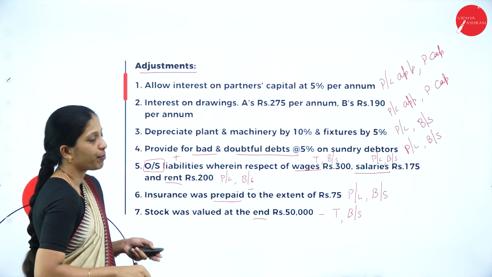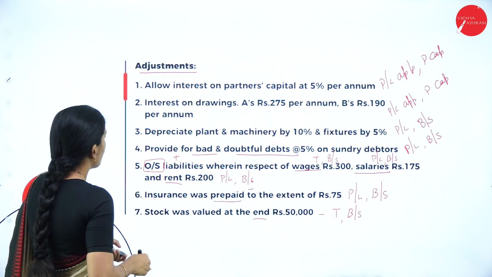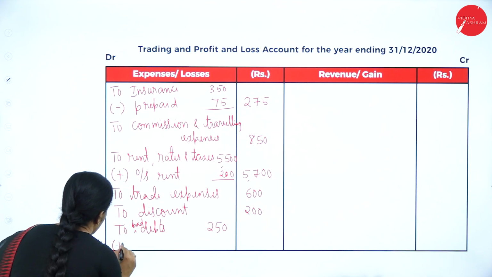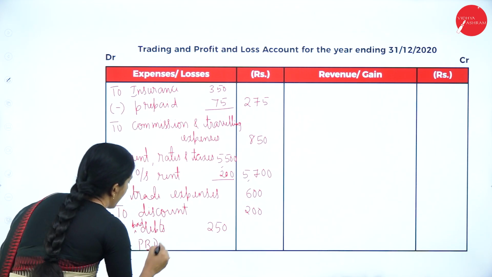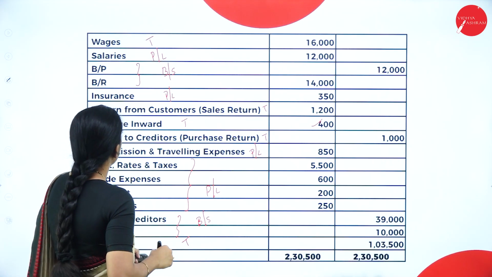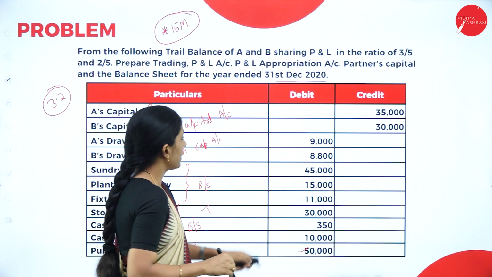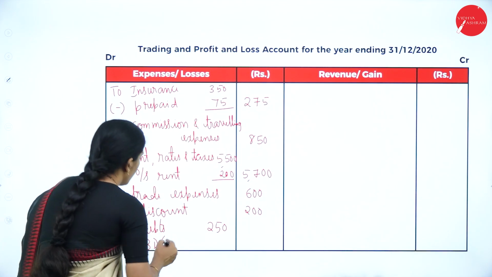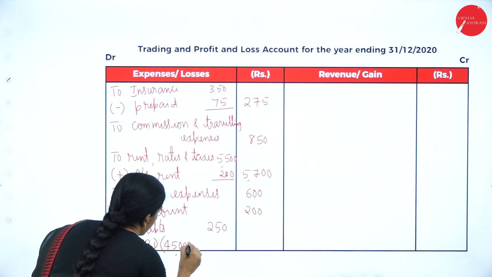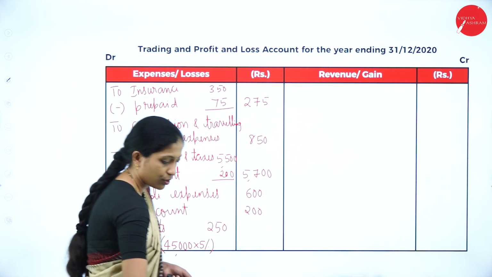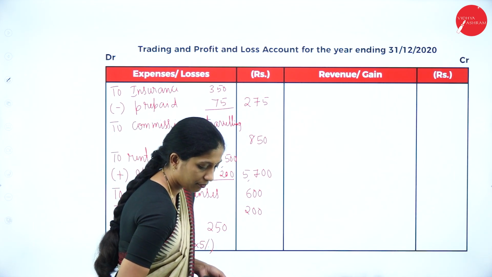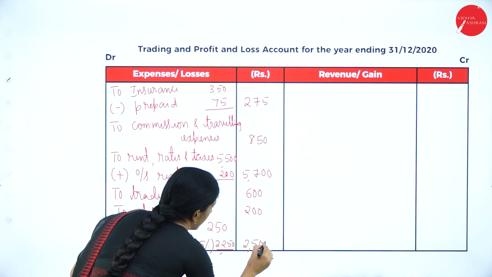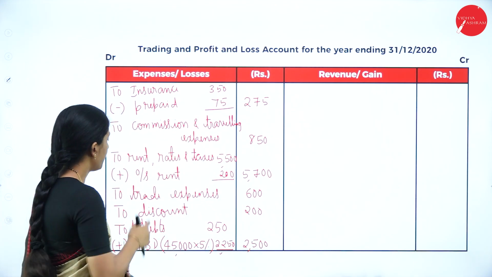So that is PBD, provision for bad debts 5% on debtors. So the amount is bad debts 250, to bad debts 250, add PBD, provision for bad debts. So what is the debtors? Debtors is sundry debtors 45,000 into percentage, 5%. So 45,000 into 5% will be 2,250, outer column 2,500. So this will be provision for bad debts.